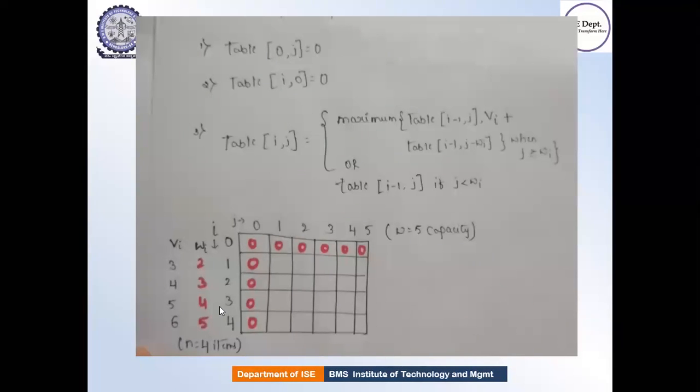Now, if you look at these formulas, what is this W? Wi is nothing but the weights, right? Wi is nothing but the weight. I can also call it a capacity. Yes, I can also call it a capacity or a weight.